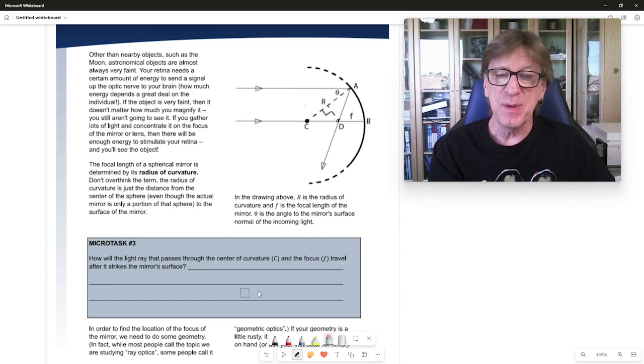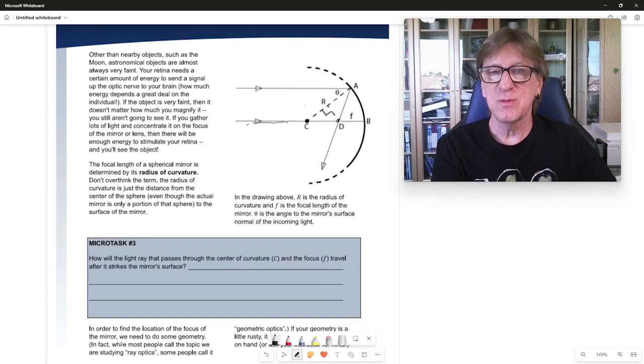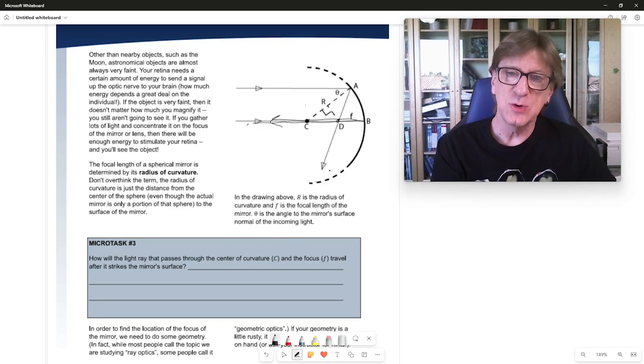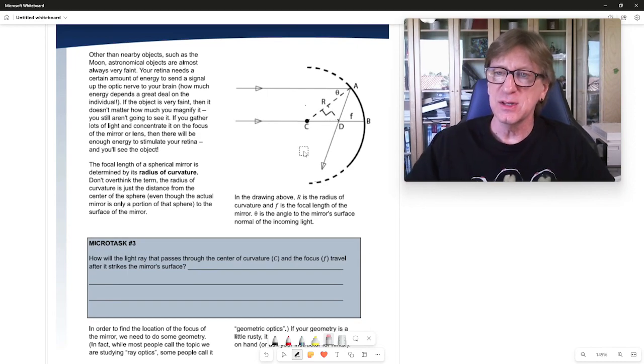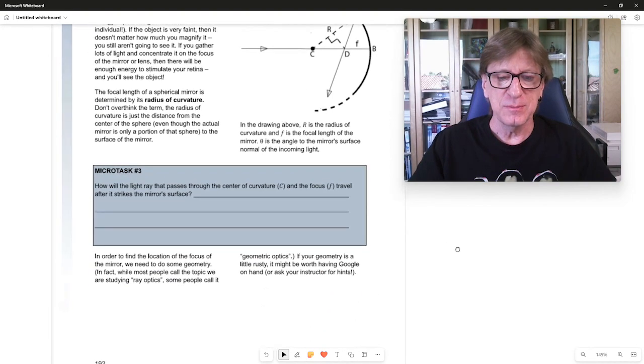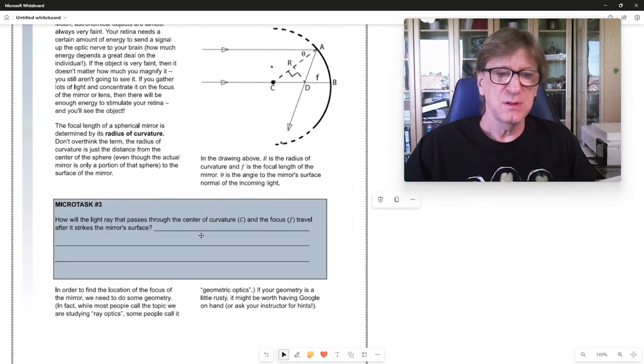Now, the light ray that passes through the center of curvature and the focus then, that's what we were talking about right here. It's going to go straight back like this. You see how that works? So keep that in mind. This is going to help us pin down how to get an expression for our focus in relation to our radius of curvature. All right. So let's get it set up.